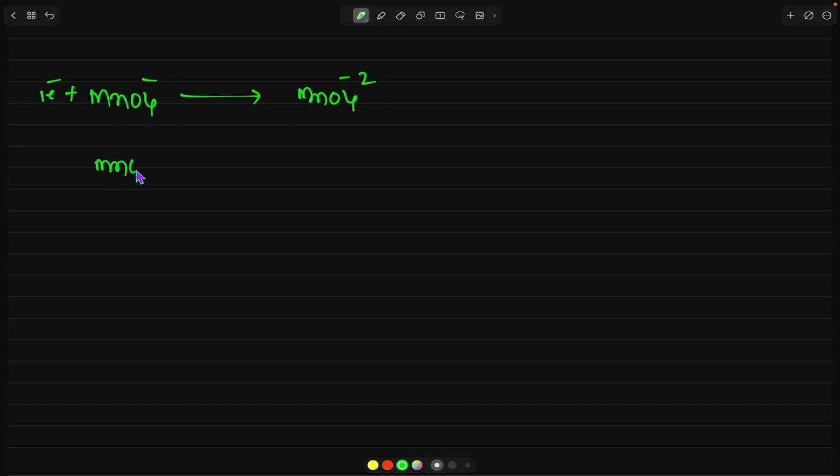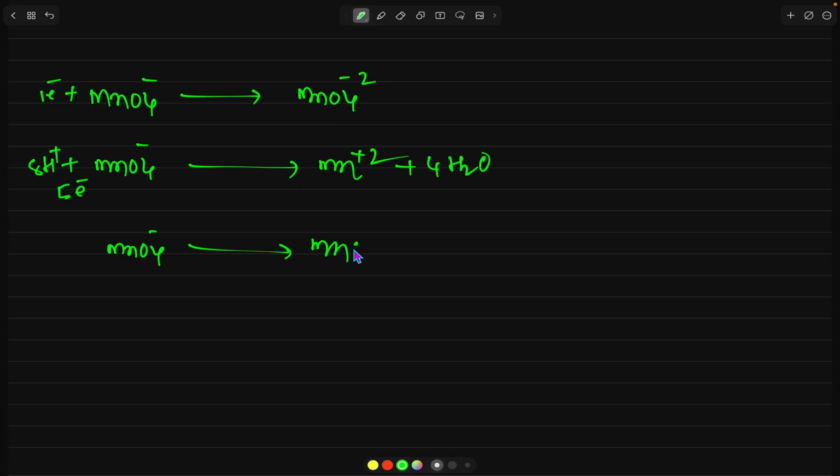If MnO4 minus is converted to Mn plus 2, we know that 4H2O, 8H plus, 5 electrons. So 5 electrons are required. If MnO4 minus is reduced to MnO2, how do we balance this? 2 oxygens are required. Here is 2H2O. So here 4H plus and 3 electrons. So this is what you have to remember.